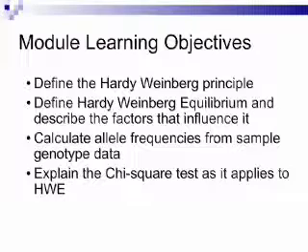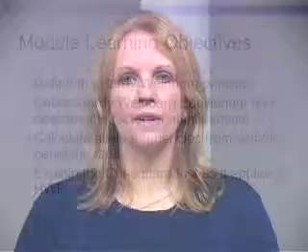This is the first module, and it addresses learning objective number 1, describe the basic population genetic principles that influence allele frequencies. The module learning objectives are: 1. Define the Hardy-Weinberg principle. 2. Define Hardy-Weinberg equilibrium and describe the factors that influence it. 3. Calculate the allele frequencies from sample genotype data. And 4. Explain the chi-square test as it applies to Hardy-Weinberg equilibrium. I will take you through the material using slides and also some video clips from a workshop presented for NFSTC by Dr. Greg LaBerge, Director of the Denver Police Department Crime Laboratory.